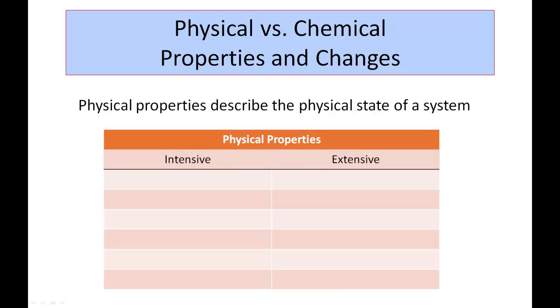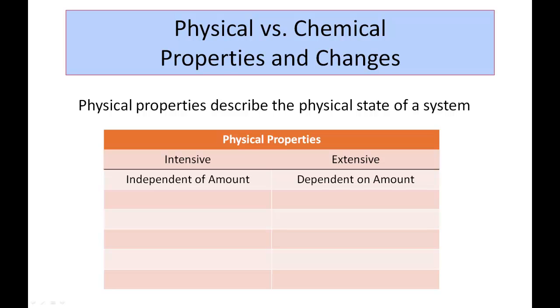The first property we're going to talk about is physical properties. Physical properties describe the physical state of a system. You do not have to change the substance in order to observe its physical property. There are two major categories of physical properties, intensive and extensive. Intensive is independent of the amount of substance. Extensive is dependent on the amount of substance.